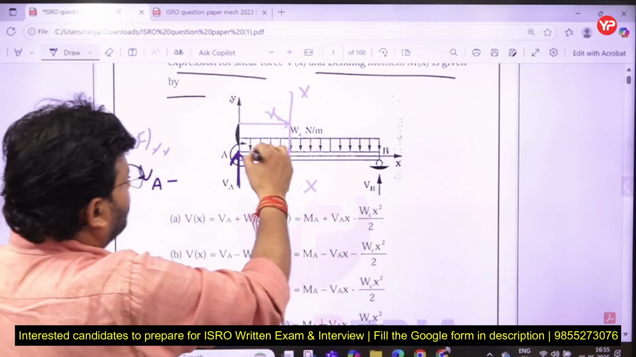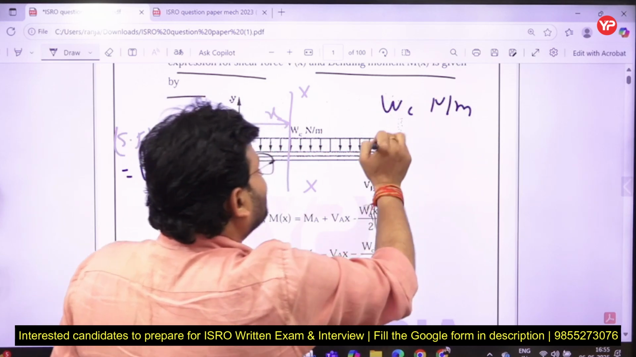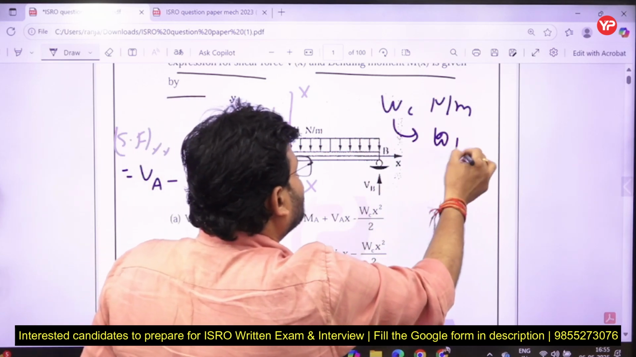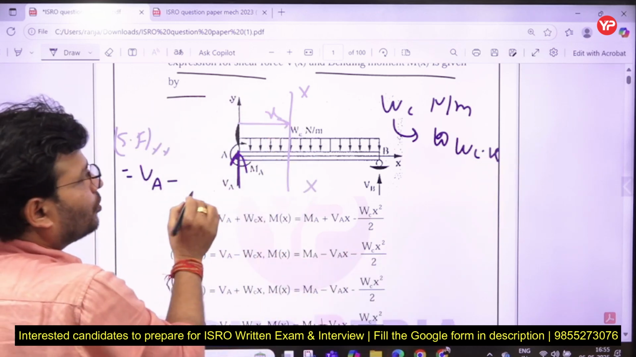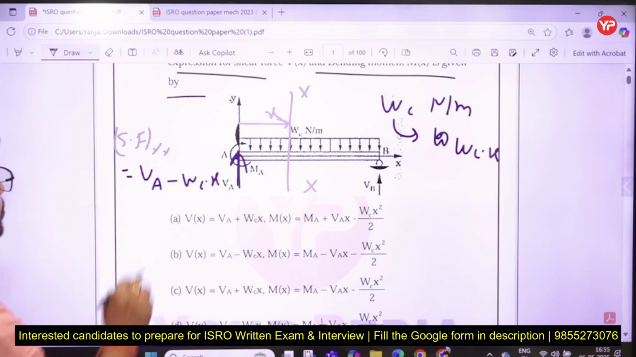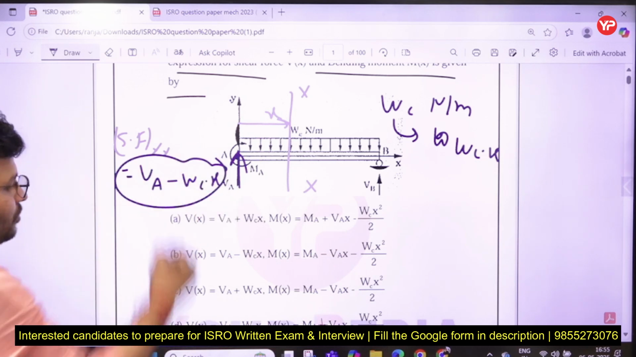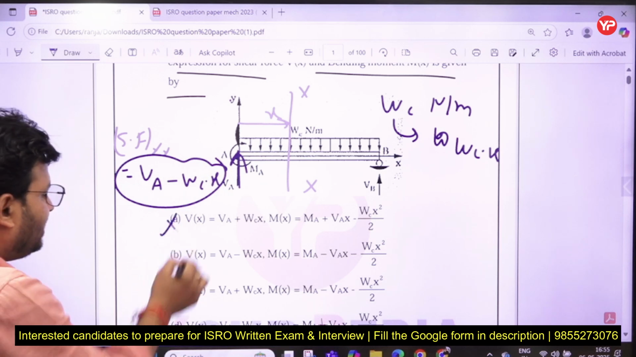And how much total force? This is WC Newton per meter, so in x meter how much force is acting? It will be WC into x, but in the downward direction, so it will be minus WC into x. So the shear force will be VA minus WC into x. Simply going through the options, the answer will be either B or D. A and C can't be the option.